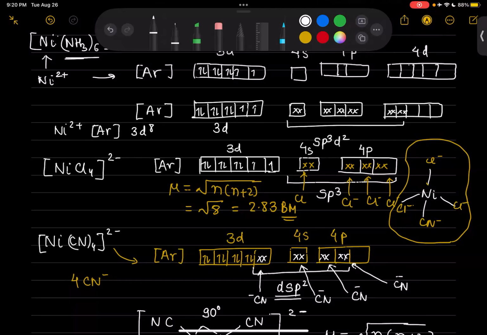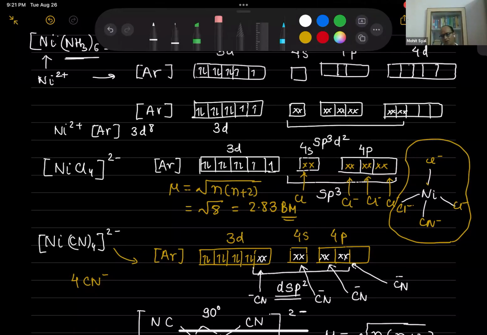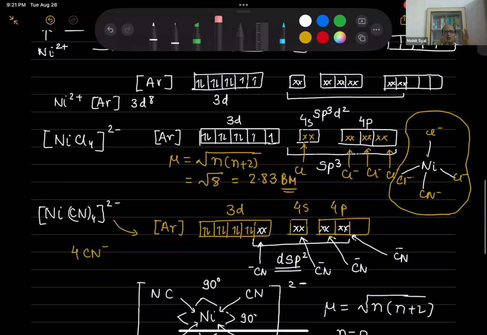That let us decide whether the empty orbitals were available for bonding, the empty orbital or the filled orbital, and that also helped us to predict the geometry and the magnetic behavior correctly. Is it clear? So that spectrochemical series is very, very important.